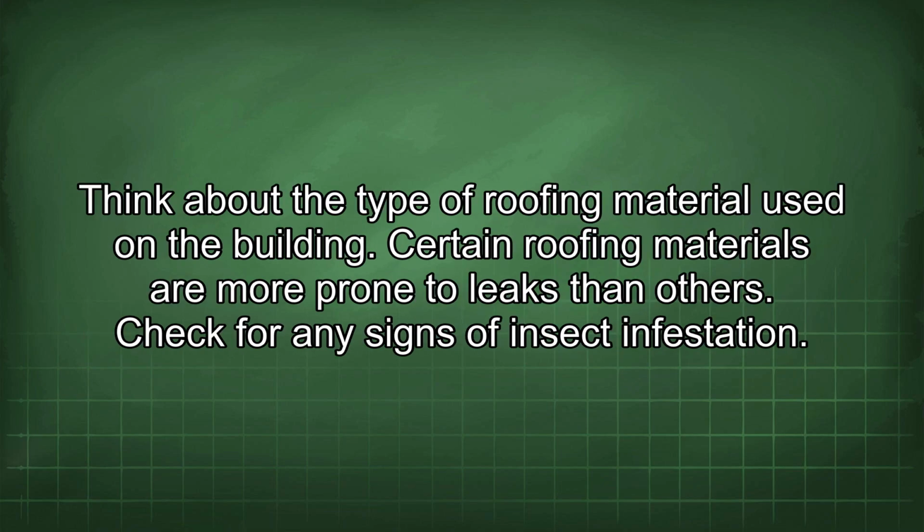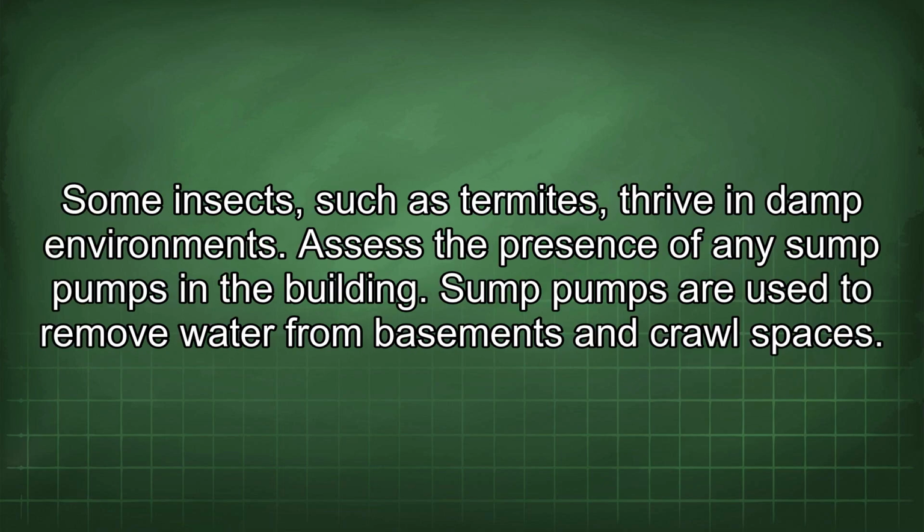Think about the type of roofing material used in the building. Certain roofing materials are more prone to leaks than others. Check for any signs of insect infestation. Some insects, such as termites, thrive in damp environments. Assess the presence of any sump pumps in the building. Sump pumps are used to remove water from basements and crawl spaces.